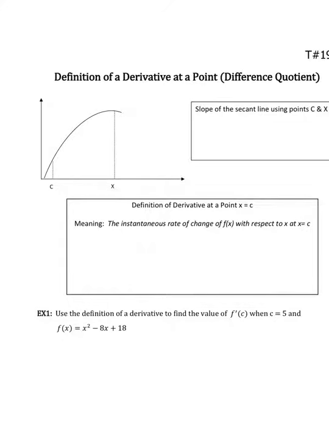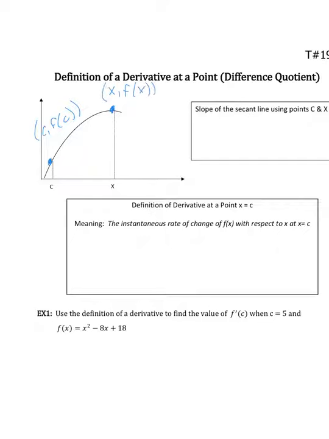Right, let's look at the definition of a derivative at a point. So we're going to start calculus, the real meat of it. If I have a function f of x, and I label two x values as ordered pairs, the point at c has x value c, so the y value would be f of c. And likewise, if this x value is x, then the y value would be f of x.